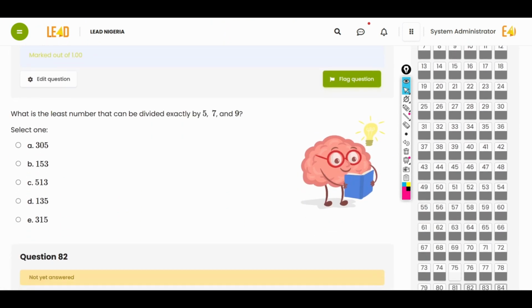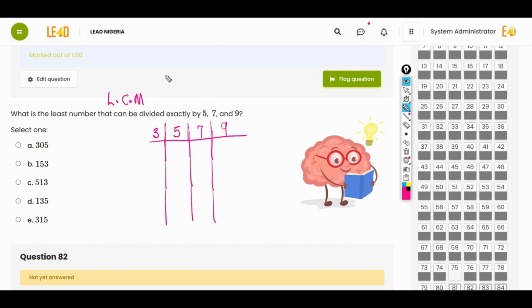Okay, the next one is, what is the least number that can be divided exactly by 5, 7, and 9? What is the least number that can be divided by 5, 7, and 9? Okay, so what can we use? 2 wouldn't work. All right, so we could use 3. Let me pause for a bit. The least number that can be divided by all of them is basically the LCM, the least common multiple of all of them. So that's what we're doing.